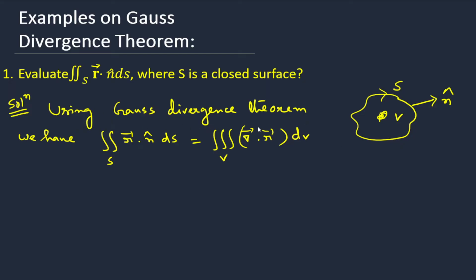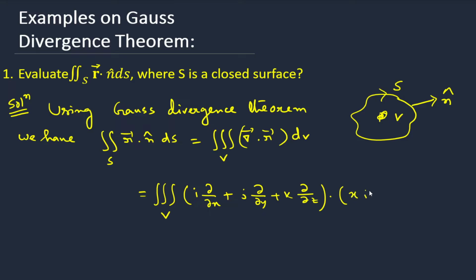We know that using Gauss Divergence Theorem, this is the relation. Gauss Divergence Theorem is the relation between surface integral and volume integral. So the surface integral of r bar dot n cap ds is equal to how much? Triple integration over V of nabla dot r bar dV. Okay, so nabla is what? i del/del x plus j del/del y plus k del/del z, dot r bar. So r bar we can write as x i cap plus y j cap plus z k cap, and then dV. So now we have to find the dot product.